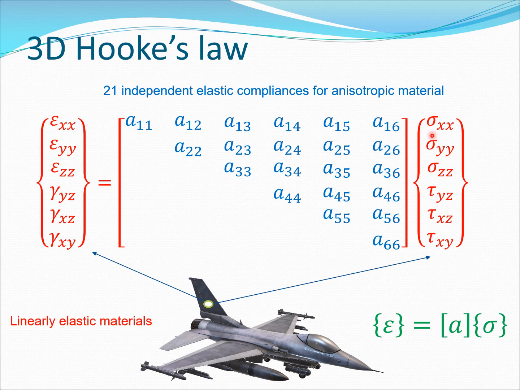We can clearly see from this matrix, which is the case for an anisotropic material, that you have 21 independent elastic compliances. If you count these, you have 1, 2, 3, 4, 5, 6, 7, 8, 9, 10, 11, 12, 13, 14, 15, 16, 17, 18, 19, 20, and 21. So this is the general case of a material, and we are now going to look at special cases which are of more practical use.